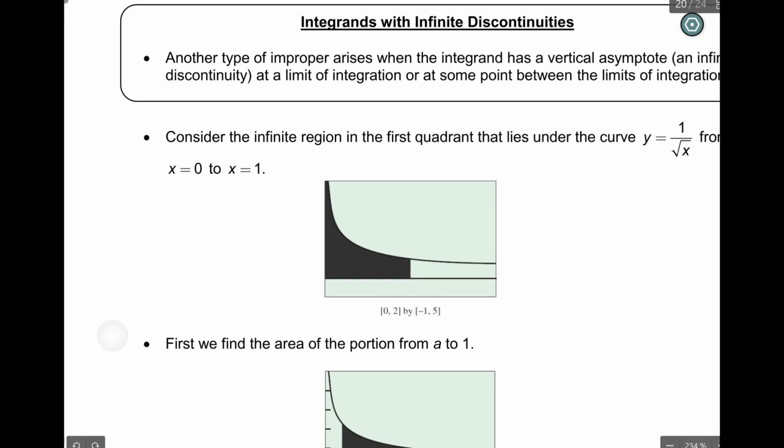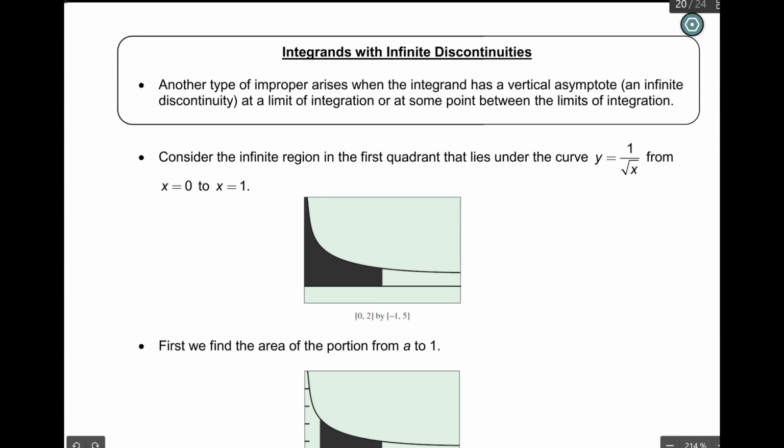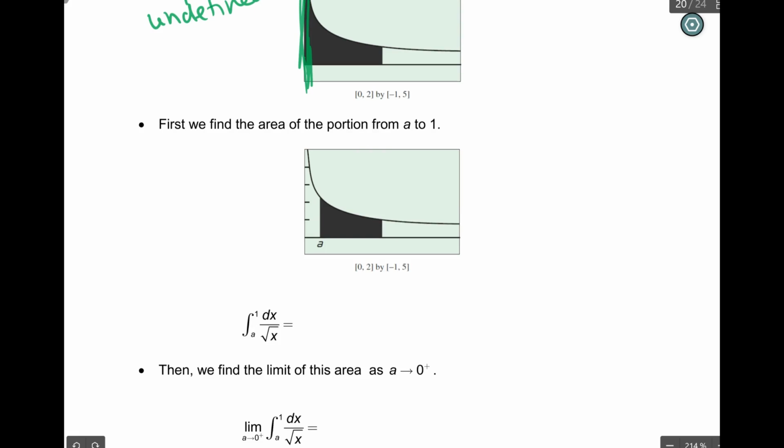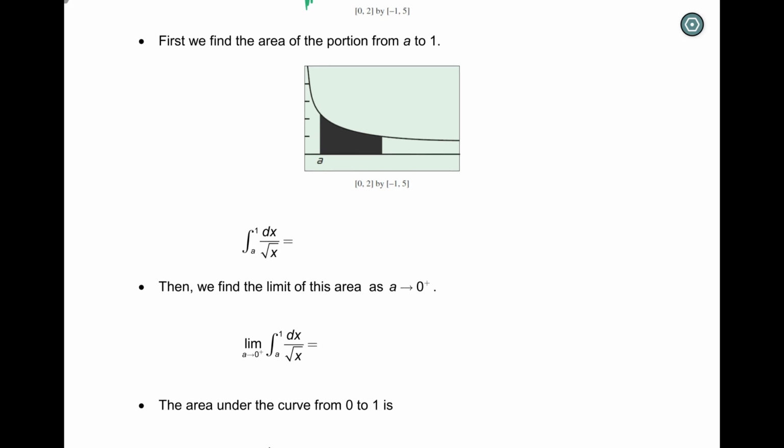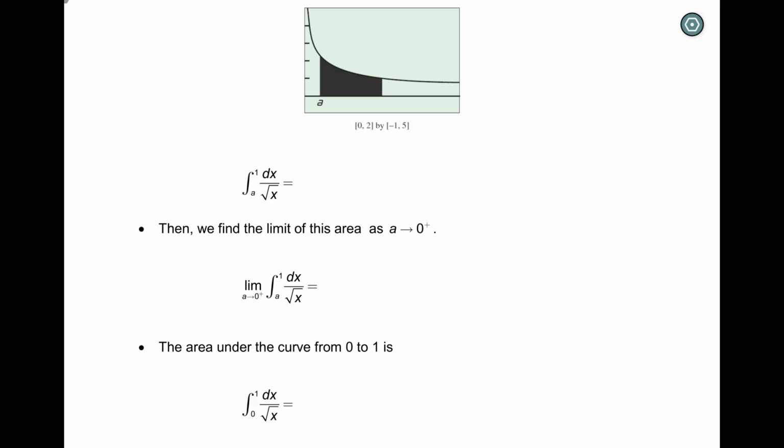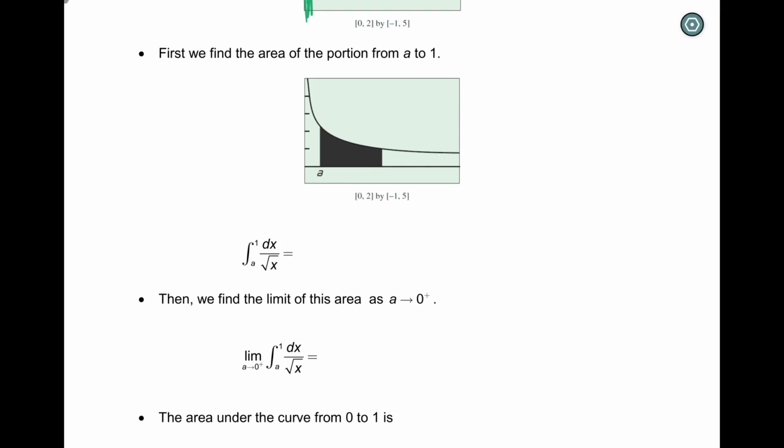So the issue is, when you're trying to find the area under a curve, what if you want to find the area under 1 over square root x? Well, at x equals 0, it's undefined. So from 0 to 1, 1 over 0 is undefined. That's an issue. We're trying to take an integral where literally at 0, it's undefined. It goes into infinity. So first we find the area of the portion from a to 1, and then we find the limit as a approaches 0 from the positive side, and that will be the area under the curve. So let's go step by step through this.